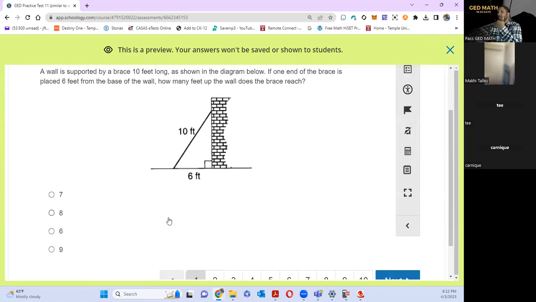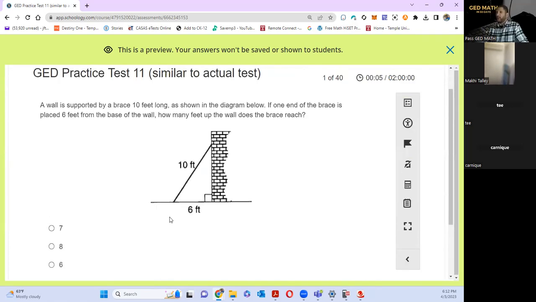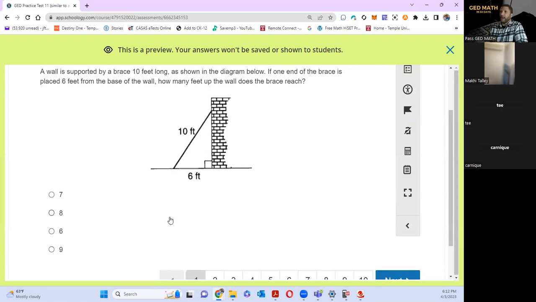Okay, right here. A wall is supported by a brace 10 feet long, as shown in the diagram below. If one end of the brace is placed 6 feet from the wall, how many feet up the wall does the brace reach? Who knows how to do this problem?